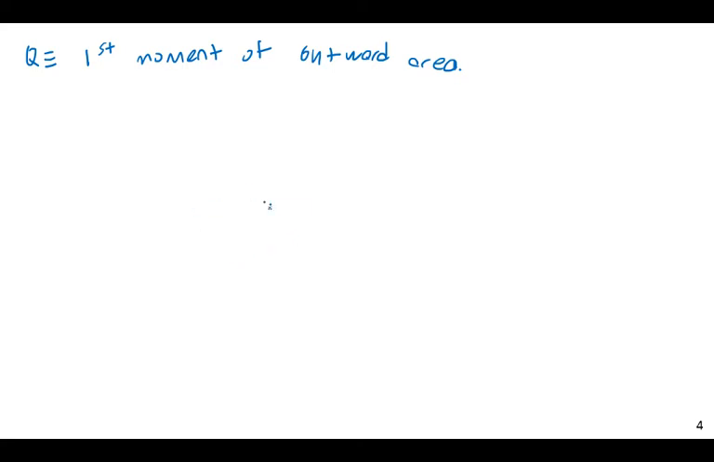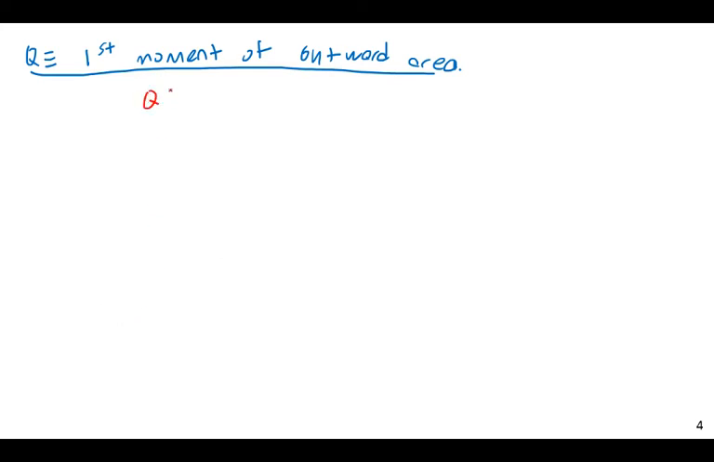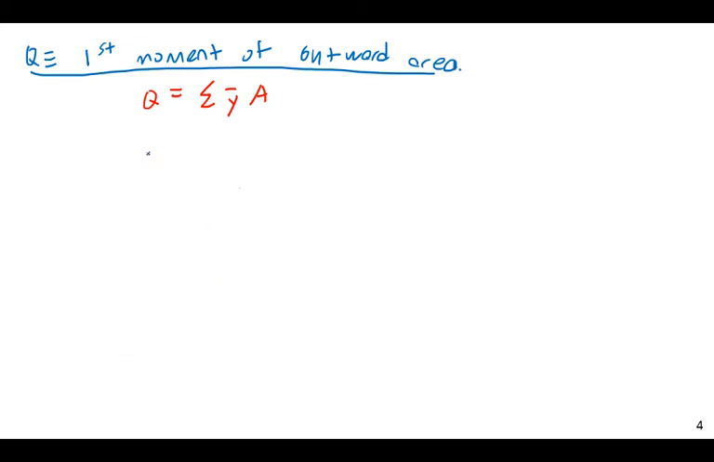Let's see, what is the definition of this? So Q is defined as the first moment of outward area. And then, what's the formula for this? Well, Q equals the summation of y bar A. So, y bar is this, and A is this.